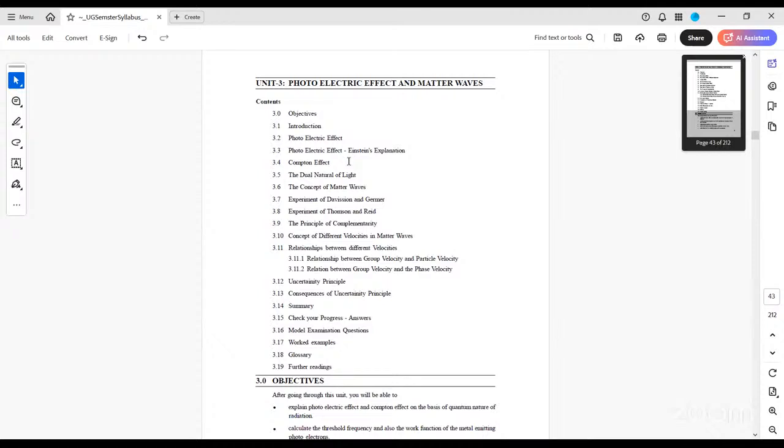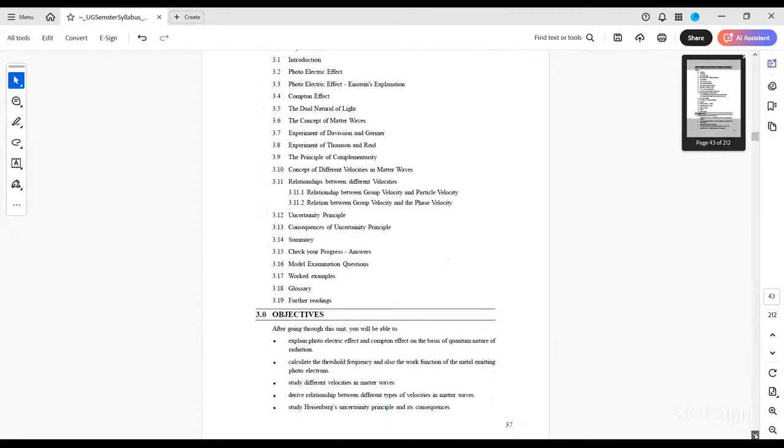What is the concept of matter wave? Today, we will see this topic with two or three problems. First, we will see what objectives we will learn from this chapter.